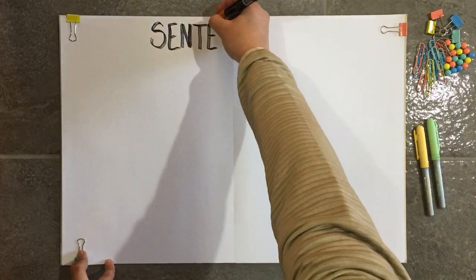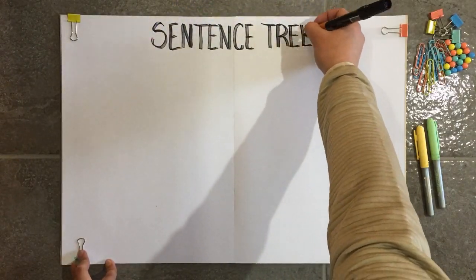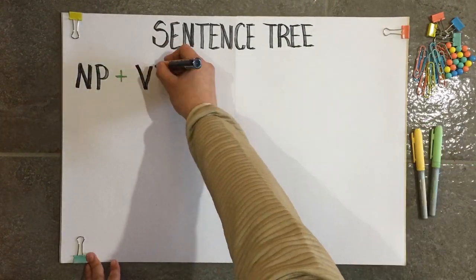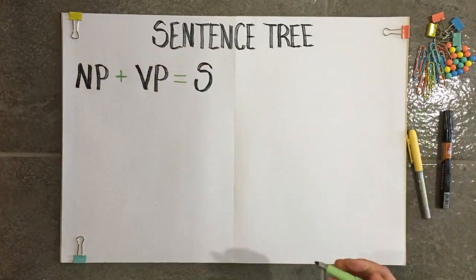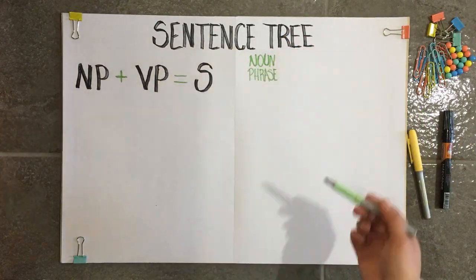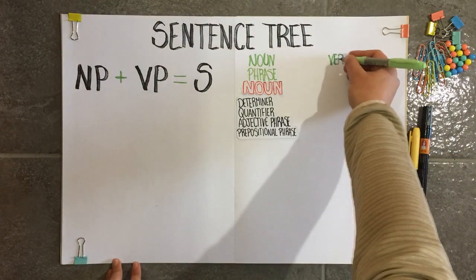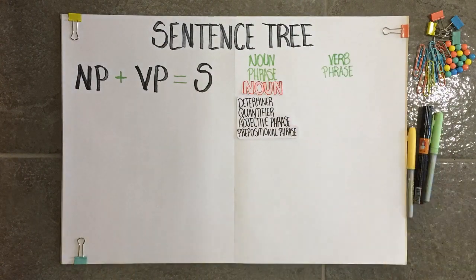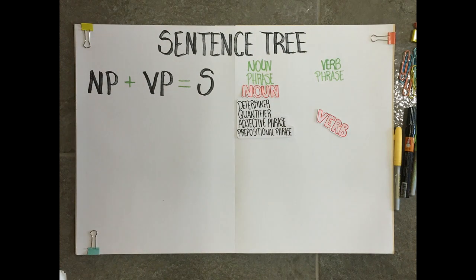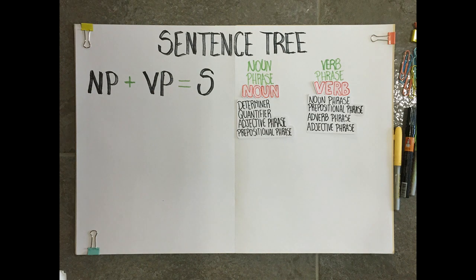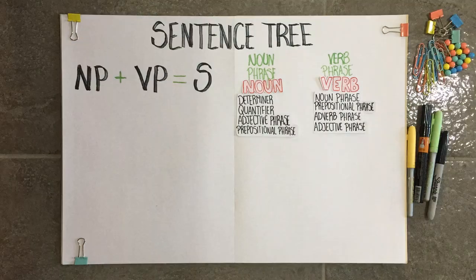Let's analyze a sentence with a sentence tree. To create a sentence, we need a noun phrase plus a verb phrase. A noun phrase must include a noun, and it can also include a determiner, a quantifier, an adjective phrase, and a prepositional phrase. A verb phrase must include a verb, and it can also contain a noun phrase, a prepositional phrase, an adverb phrase, and an adjective phrase.